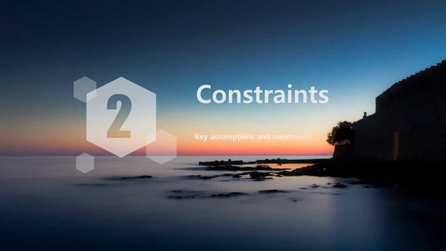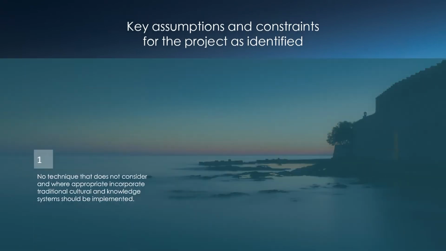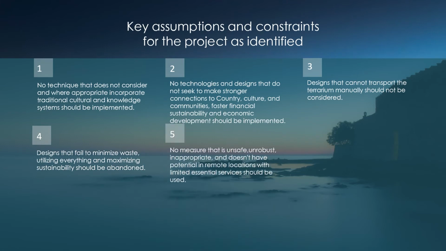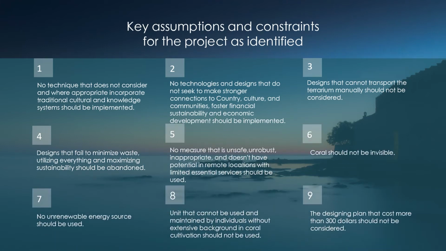Okay, now let's take a look at the assumptions and constraints for the project as identified. In total, I have generated 9 different assumptions and constraints. The first one is no technique that does not consider and appropriately incorporate traditional culture and knowledge systems should be implemented. The second one is no technologies and designs that do not seek to make stronger connection to country, culture, and communities. Foster financial sustainability and economic development should be implemented. These two constraints come from the project scope.